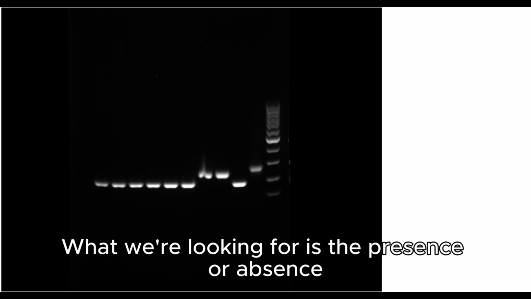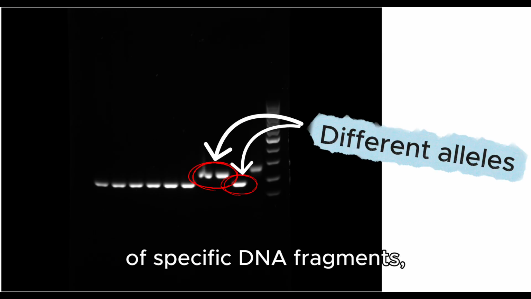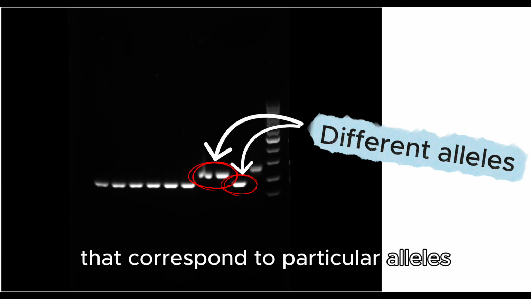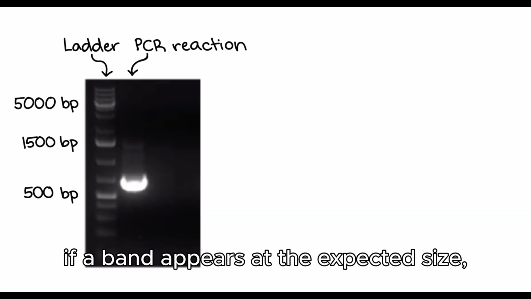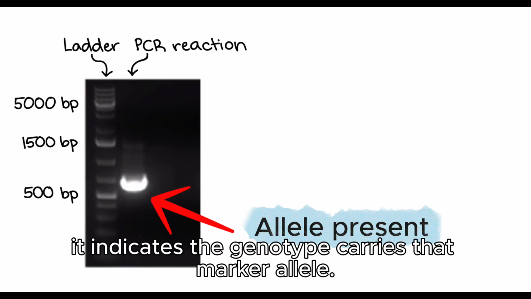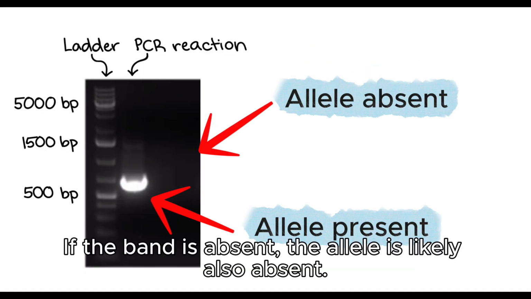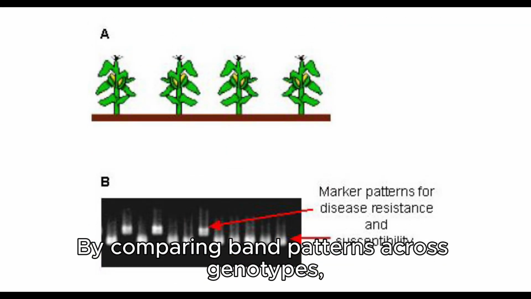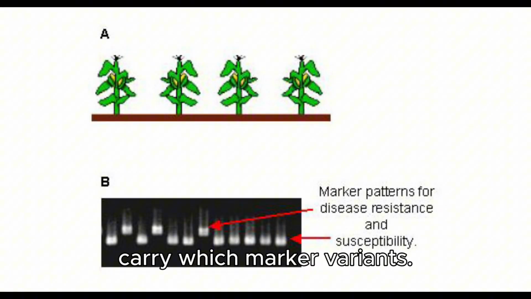What we're looking for is the presence or absence of specific DNA fragments, or differences in fragment size, that correspond to particular alleles of a genetic marker. If a band appears at the expected size, it indicates that the genotype carries that marker allele. If the band is absent, the allele is likely also absent. By comparing band patterns across genotypes, we can determine which plants carry which marker variants.